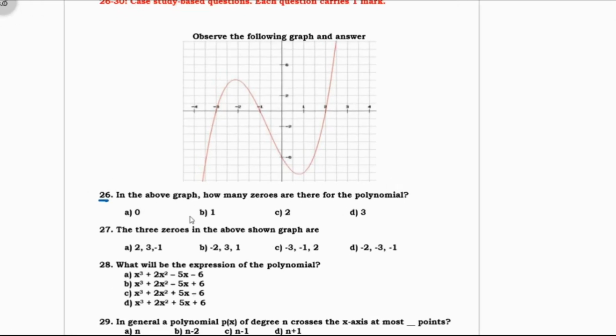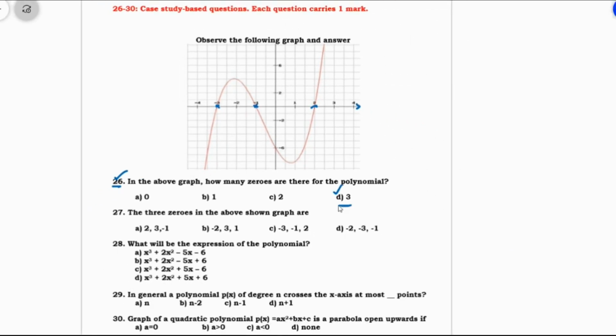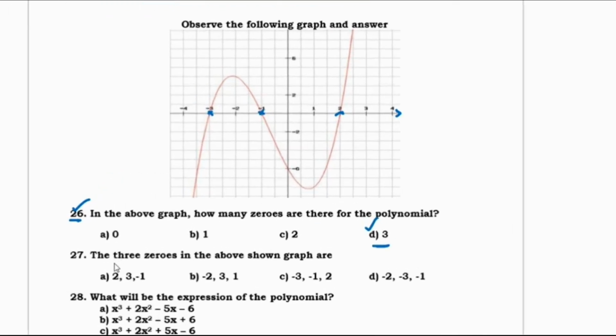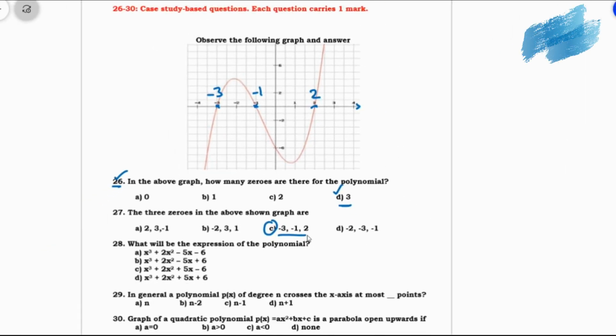26th question. In the above graph, how many zeros are there for the polynomial? This curve is meeting the x-axis at 3 points: 1, 2, 3. Therefore, the number of zeros is 3. The correct option for the 26th question is D, 3. We'll see the 27th question. The three zeros in the above shown graph are where the curve is meeting the x-axis at -3, -1 and 2. Therefore, the correct option for the 27th question is C, -3, -1 and 2.